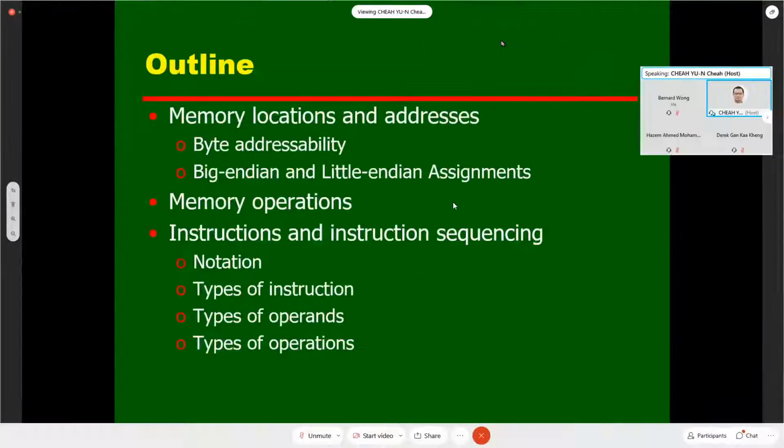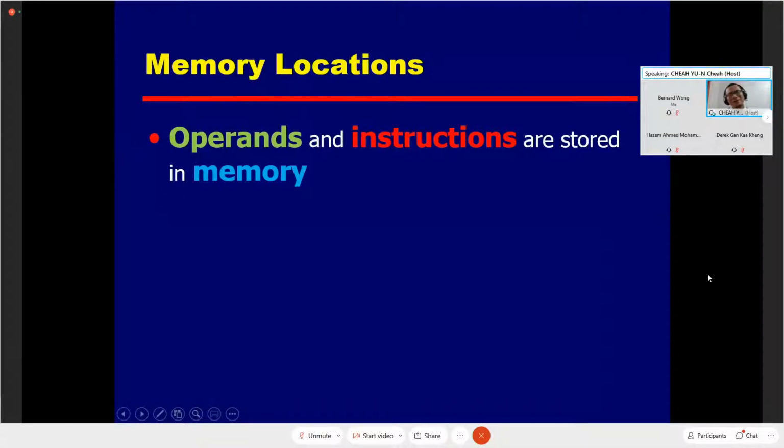In this particular slide deck, we're going to talk about quite a few things. I don't know whether we can finish today, but anyway, talking about memory locations and addresses and memory operations, what can be done to the memory, and also instructions and sequencing. How do we show the notation? What kind of instructions are there? What kind of operands and what kind of operations? Okay, let's go. Let's talk about memory locations.